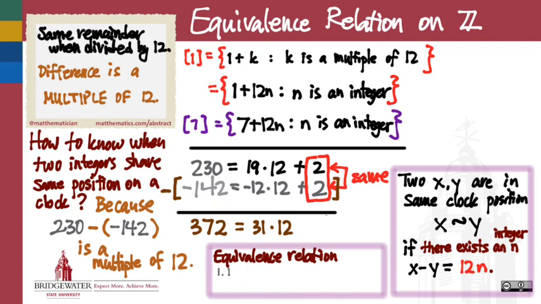Reflexive. So there's property number one. What does reflexive mean? How do you know when an equivalence relation is reflexive? What has to be related to what?